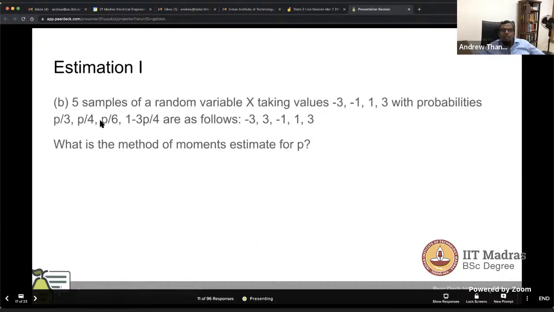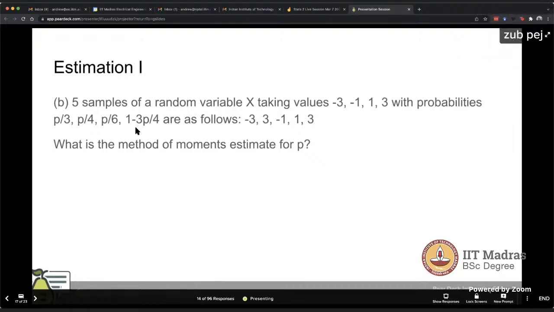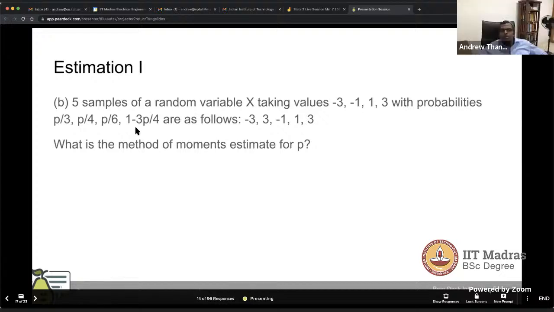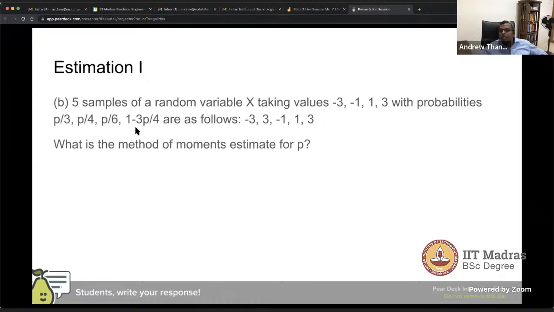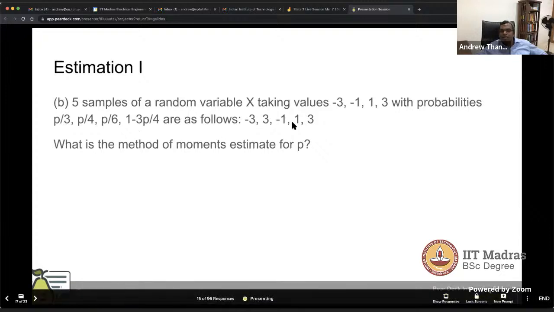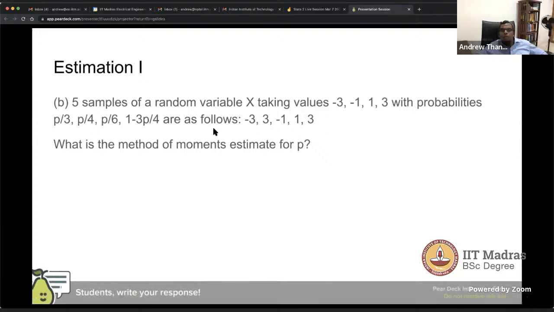So what you do is first find the expected value of x, right? So the expected value of x is what? Minus 3 times p by 3 plus minus 1 times p by 4 plus 1 times p by 6 plus 3 times 1 minus 3p by 4. So that's the expected value of x, and you equate that to the sample mean. The sample mean in this case is very, very easy. It's just adding up all these values, you just get 3 divided by 5. So 3 by 5 is the sample mean, and you equate this side to that side, and then that would work.